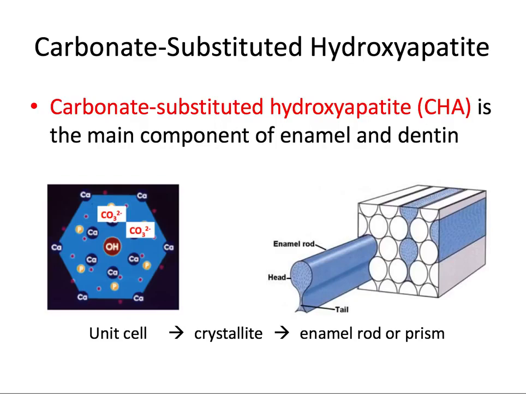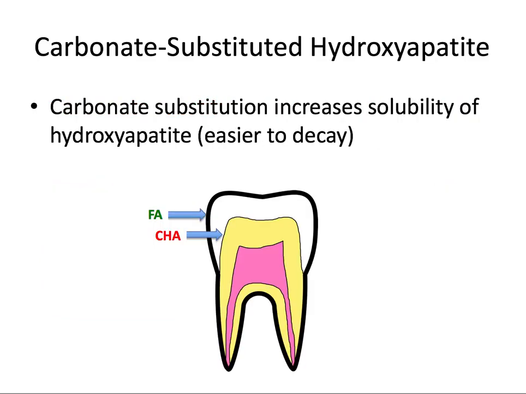Enamel rods are built with this keyhole pattern. Interesting to note, each enamel rod has a head and a tail, and the tail tends to be more organic and have less mineral content, and thus more susceptible to decay, which is good to know for the board exam. So carbonate substitution increases the solubility of the hydroxyapatite, and enamel is structurally and compositionally different from site to site.